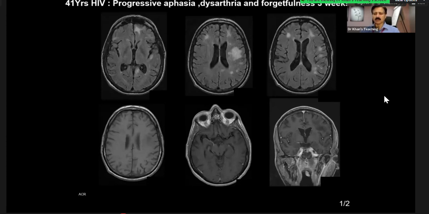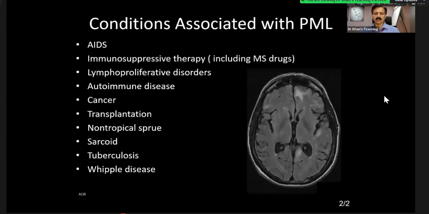PML will not enhance. Previously, PML used to be diagnosed in HIV patients whose CD4 count was very low, maybe between 50 and 100. They used to diagnose it with a biopsy, but for many years biopsy is not needed, because you can do CSF analysis as well as MR and you treat it. Prognosis has also become quite good with HAART therapy, etc.